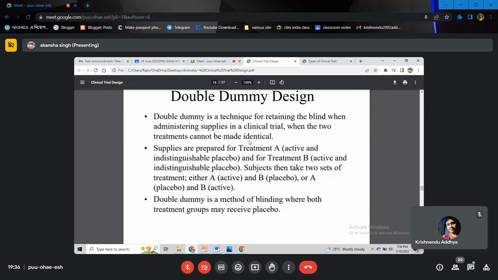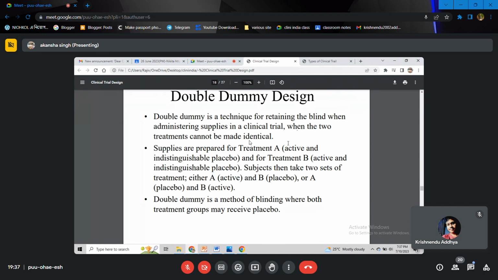Okay. Now, to maintain blinding, like in the factorial design we have seen, there are some double dummy designs. Double dummy means it should look exactly the same as the treatment trial. To maintain blinding and keep the methodology correct, we have to use this double dummy design. A double dummy design is a technique for retaining the blind when administered supplies in a clinical trial when the treatment cannot be made identical.